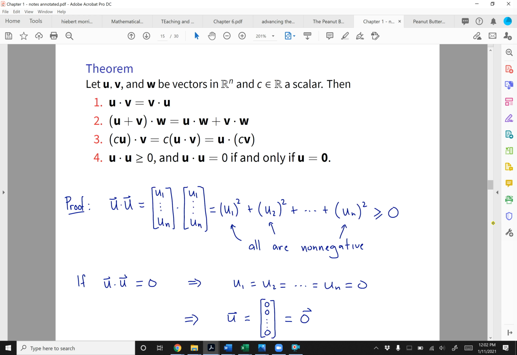Here are a few basic facts. This is the one they just kind of showed in the last slide. U dot v is equal to v dot u. It is distributive over addition. Okay, so it does have a distributive property. You can pull constants out, so it's associative with respect to constants.